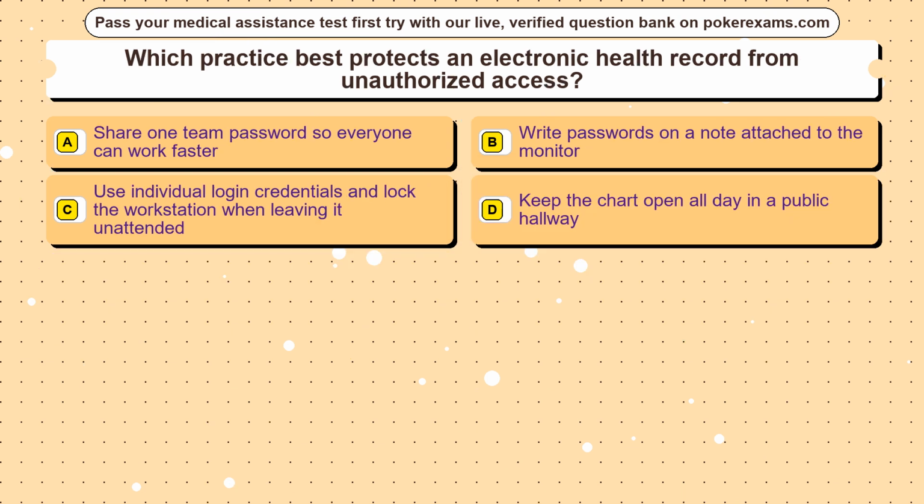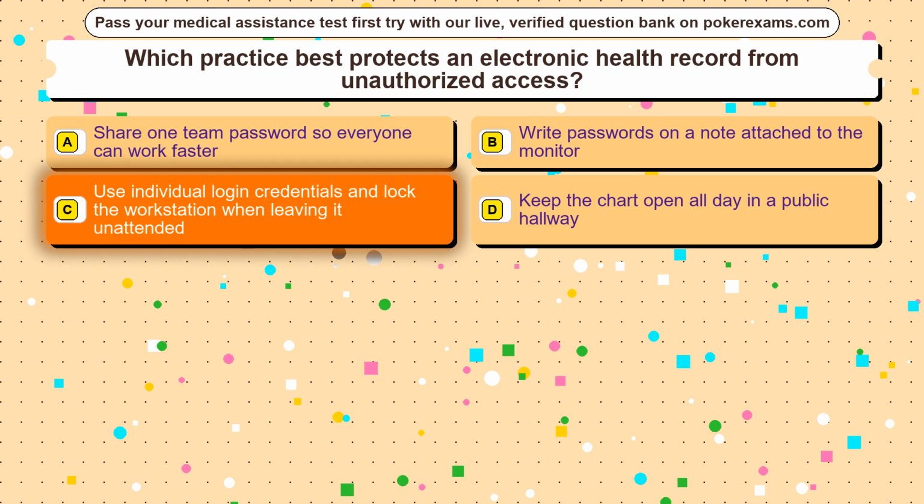Question 9. Which practice best protects an electronic health record from unauthorized access? Option A. Share one team password so everyone can work faster. Option B. Write passwords on a note attached to the monitor. Option C. Use individual login credentials and lock the workstation when leaving it unattended. Option D. Keep the chart open all day in a public hallway.